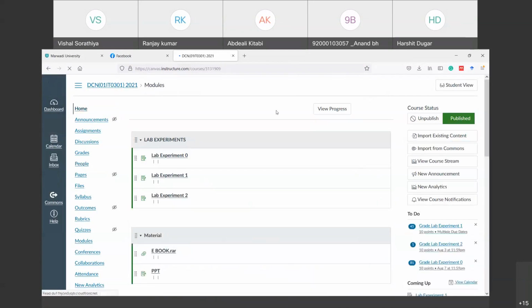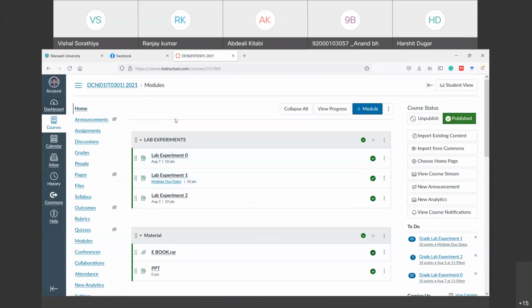Sir, let me check. So guys, ask me if you have any doubt, any query. Otherwise, start submitting that lab experiment 1, and ask me if you have any query or doubt at any point. And Ranjay, acknowledge me once you join that Canvas. Yes, sir, I got the notification in my Gmail. Okay, done. So start doing that. Ask me if you have any question.